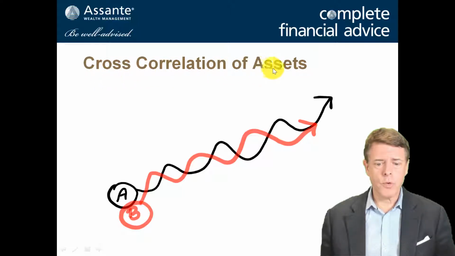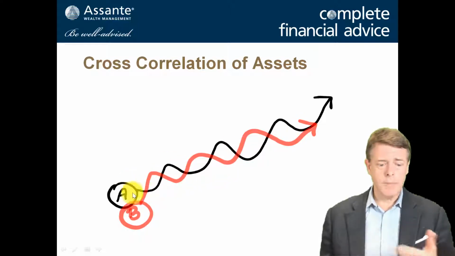A great way of looking at this topic is through this concept of cross-correlation of assets. So I've got asset A. Over time it's going up, but there's fluctuation over time. I've got asset B, same thing, over time it's growing in its value, but it's fluctuating. But what you'll notice about A and B assets is that they're negatively correlated. As one is going down, another's going up.